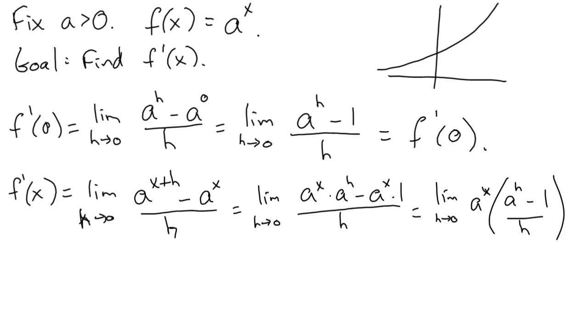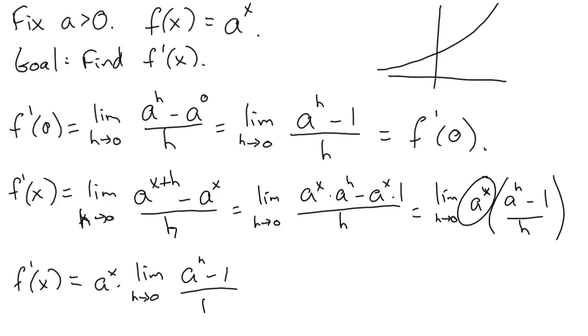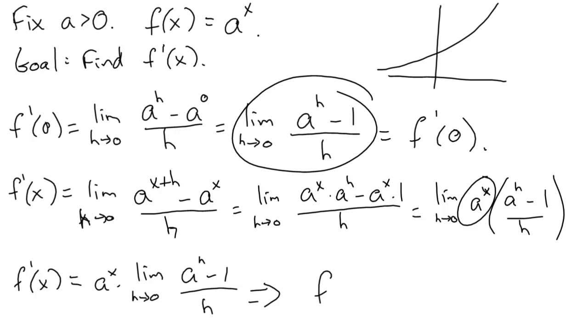Well, that looks familiar. Now, this a to the x here doesn't have anything to do with h. So it's really a constant with respect to h, and that's what's moving when I take the limit. So I can pull it out of the limit. So f prime of x actually equals a to the x times the limit as h goes to 0 of a to the h minus 1 over h. But that is exactly this limit, right? That's the derivative at 0. So what we're seeing is that the derivative at any x is equal to this constant. F prime of 0 is a number. It's not a function or anything. F prime of 0 is just some specific number times a to the x.